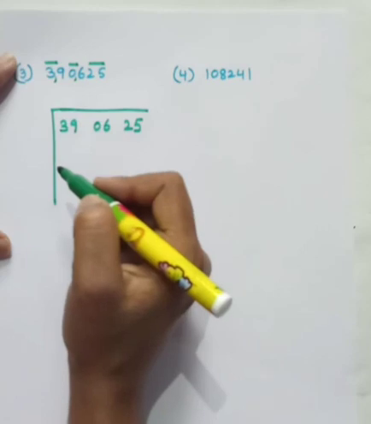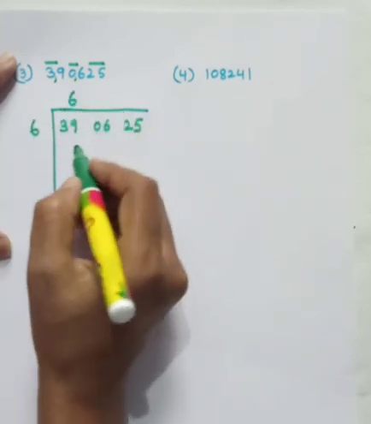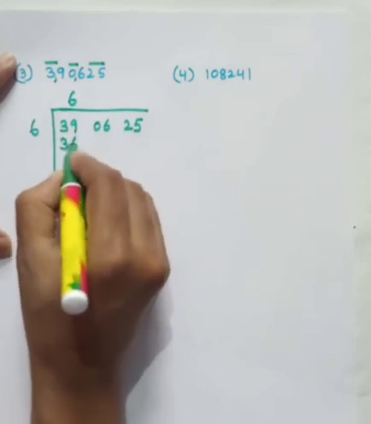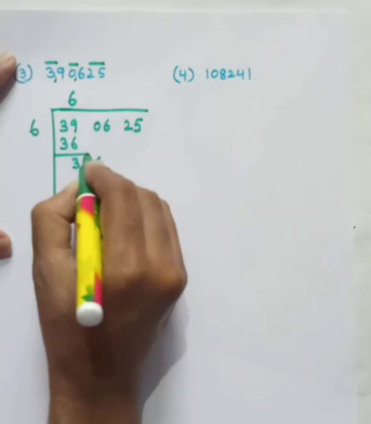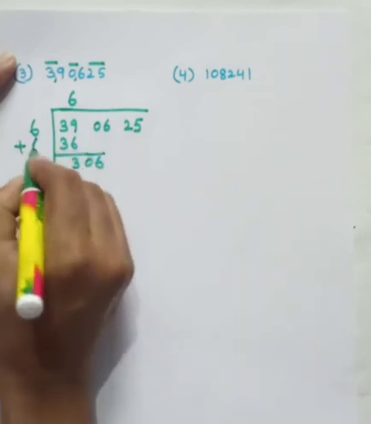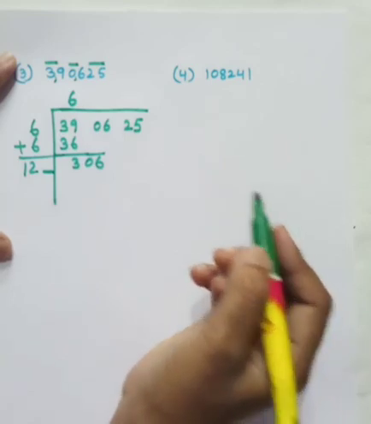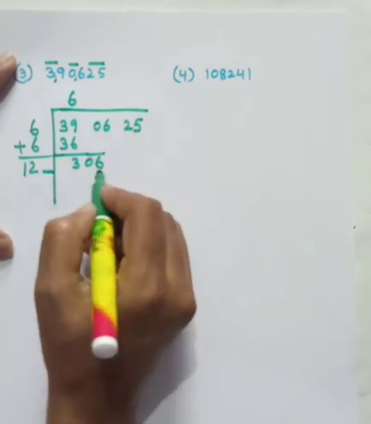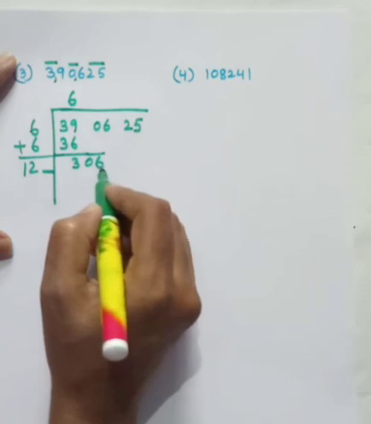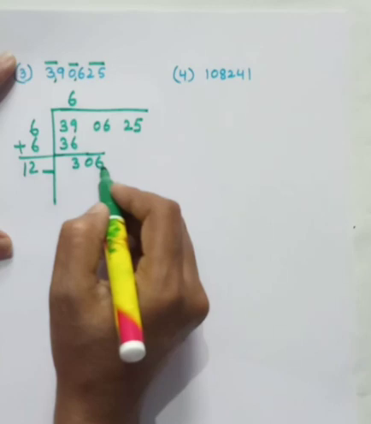Now see, this is 39. So 6 6s are 36 will be our first table. So we are left with how much? 3 here. Will bring down 06. Okay. Now see, plus 6, 12, and one place vacant for the next cycle of steps. Now see, this is 6 here. So for 6, what table will you read? 6 6s are 36.